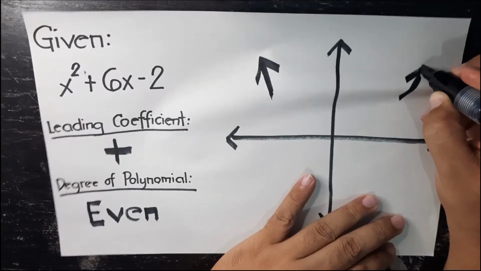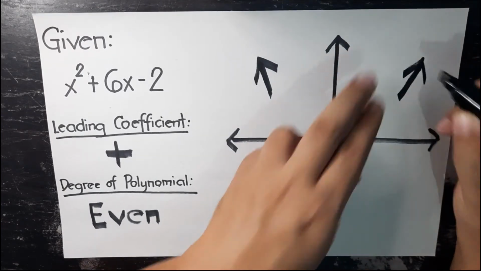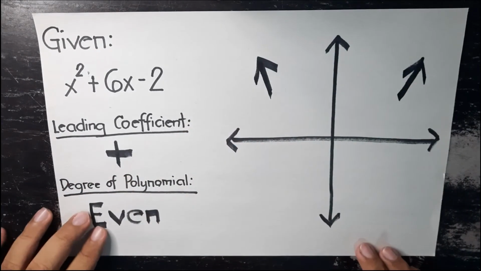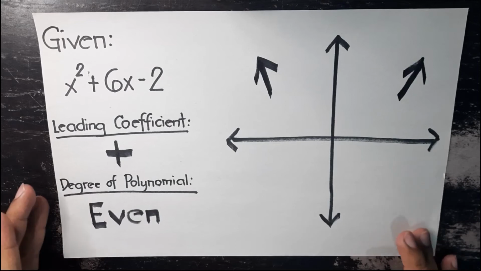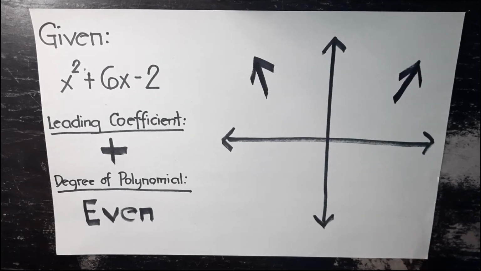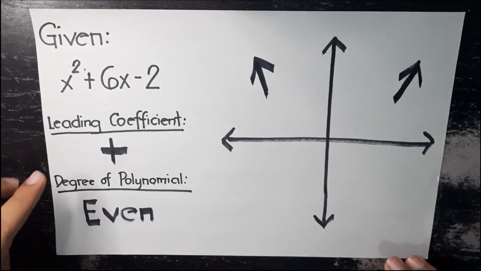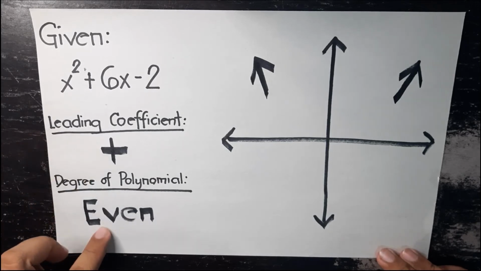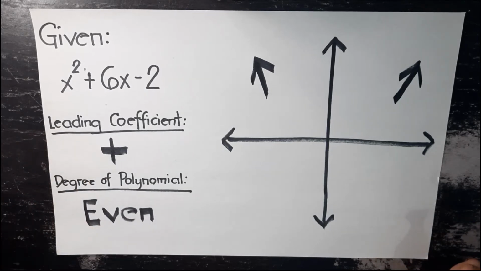Rising up. Again, we don't know what's happening in the center of the graph yet. We are only after the direction of both hands. And in this case, again, if it's positive and even, both hands are going up. Let's have the second condition.